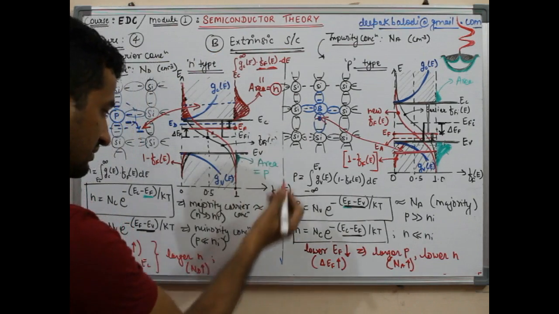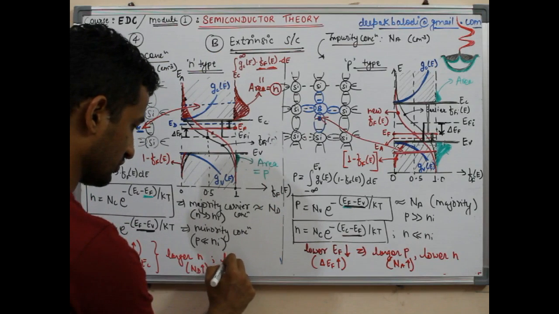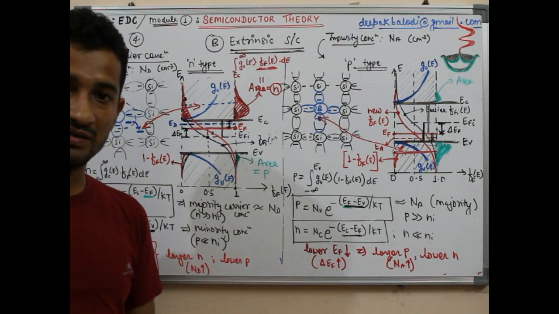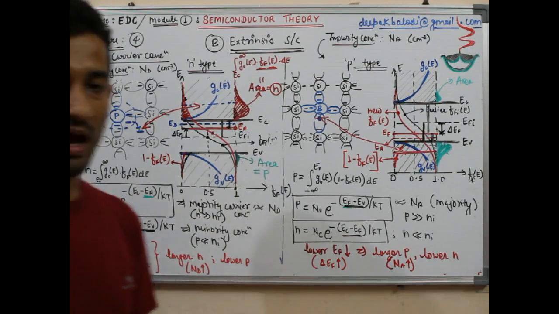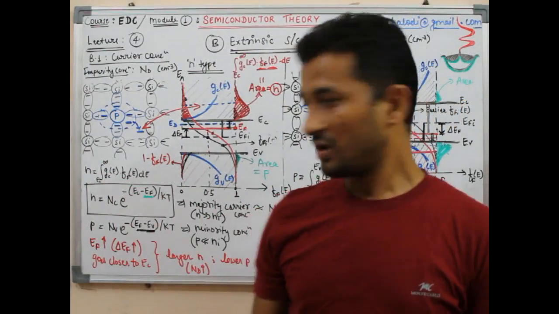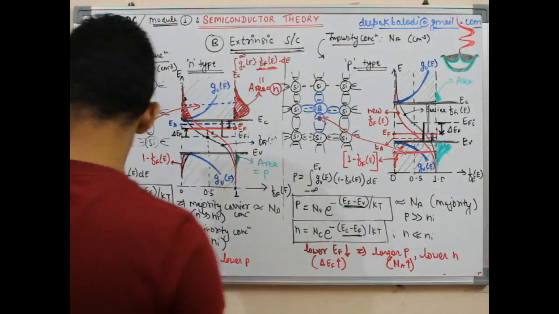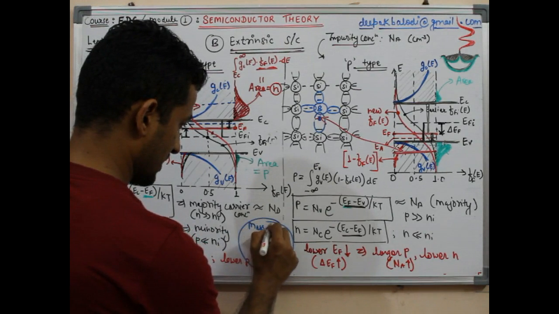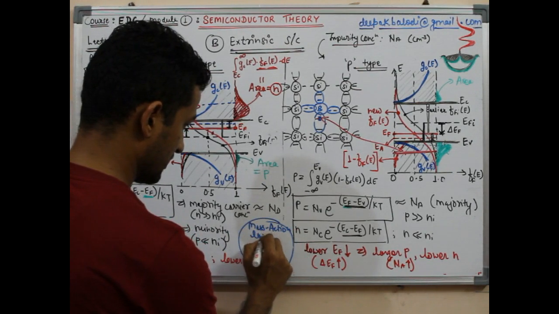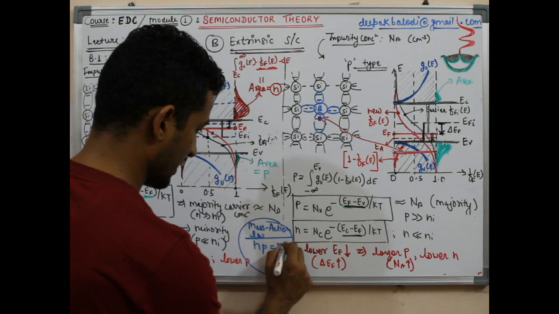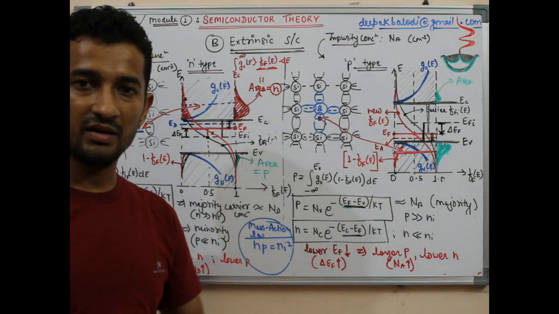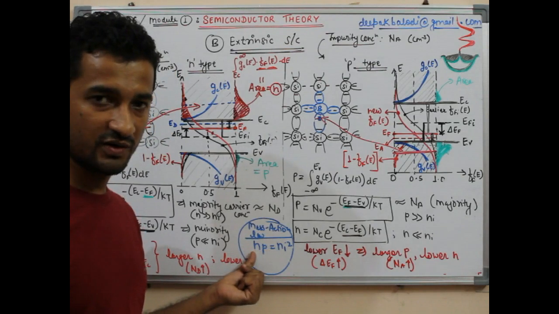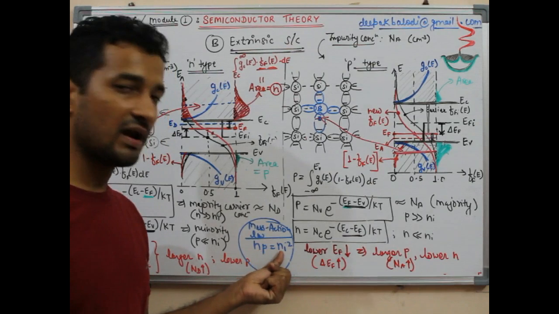And similarly, the holes will go down, so lower P. I have made it very clear: if the majority carrier concentration increases, then the minority carrier concentration decreases. This is well in coordination with the mass action law. The mass action law says that N into P has to be Ni square, be it intrinsic or extrinsic, in any case, if thermal equilibrium is maintained, then the product of the total free electron concentration and the total free hole concentration should be Ni square.